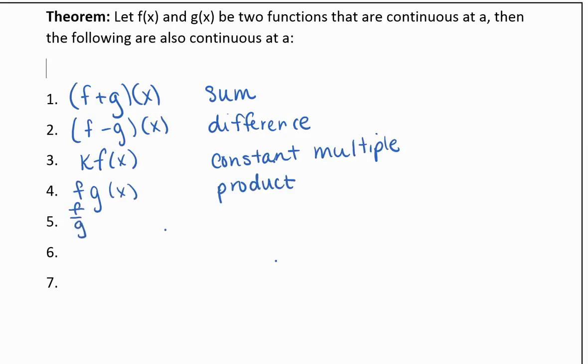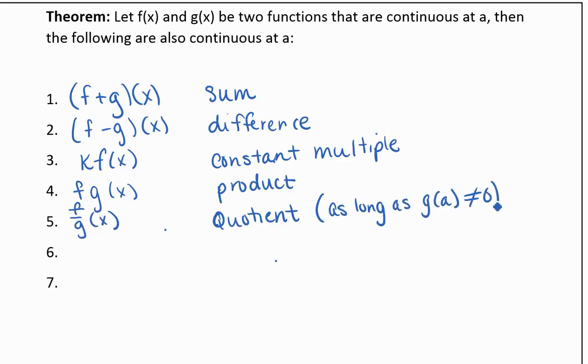F divided by g of x. So their quotient. Now we have to be careful with quotients because remember we can't divide by zero. This is as long as g of a, the value we're talking about where it's continuous, is not equal to 0. Because then it wouldn't be defined there. We can take powers, so f to the n power, and we can take roots, so the nth root of f of x.